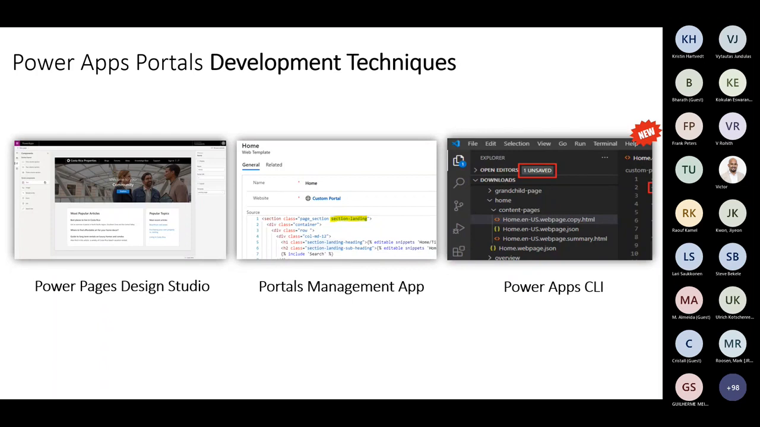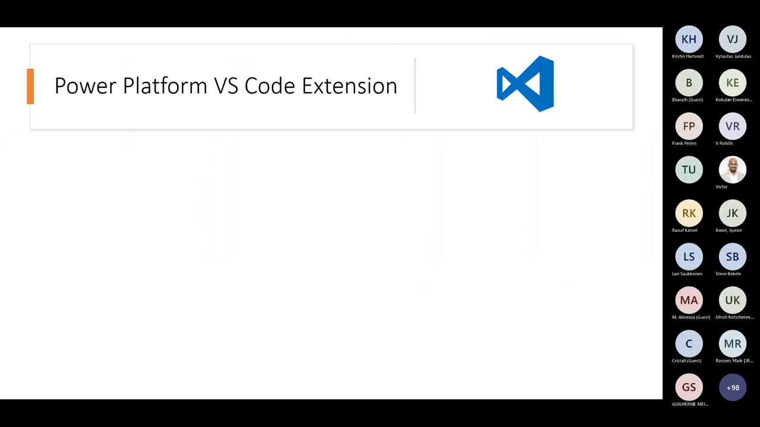Another advantage that I personally feel is taking backup. Once you take the export to a local machine, you don't need to worry that your code will get lost, because sometimes it happened to me when I was working in the portals. Sometimes my file got deleted or my code got corrupted. That will not happen with Power Apps CLI, because you already have the code exported on your local machine. So those are the different development techniques to customize the portal.